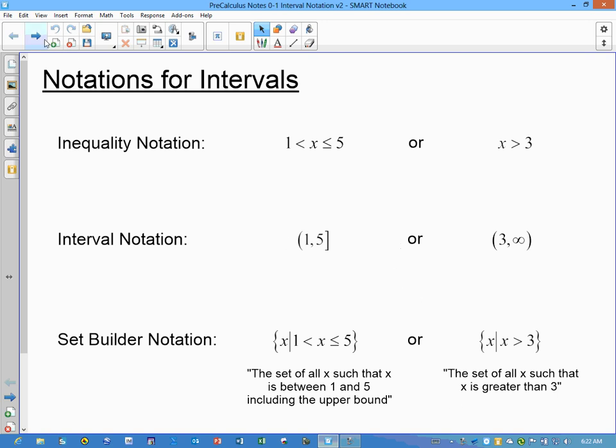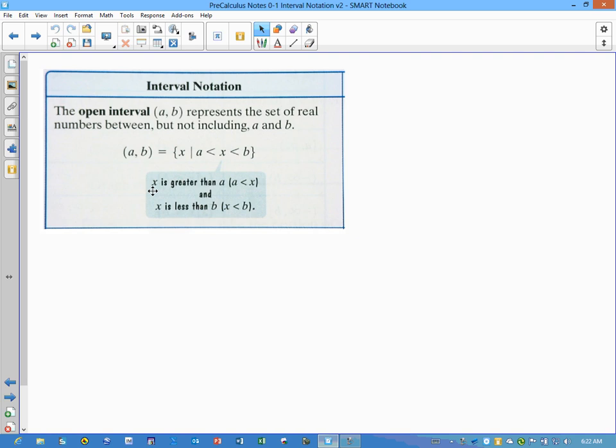All right, let's look at a few more properties here. We talked about an open interval. The open interval is the one that does not include the endpoints. So this is read the open interval from a to b. That would be equivalent to the set of all x such that x is between a and b, not including the bounds, not including either endpoint.